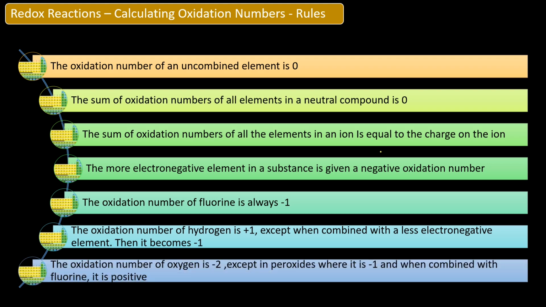Similarly, the oxidation number of oxygen is always -2. But when we are discussing peroxides, then the oxidation number of oxygen is -1. And when it is combining with fluorine, because fluorine is more electronegative than oxygen, we see that oxygen gets a positive value. To understand the concepts better, let's take up a few examples.